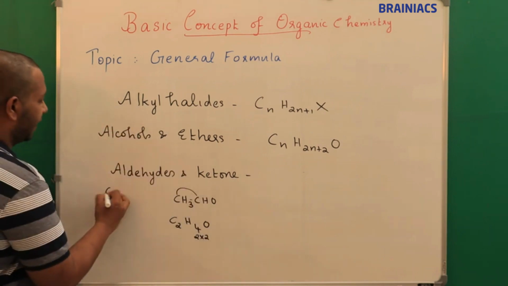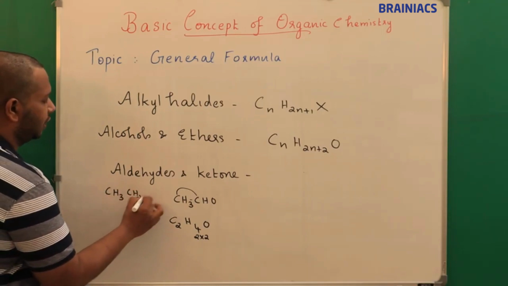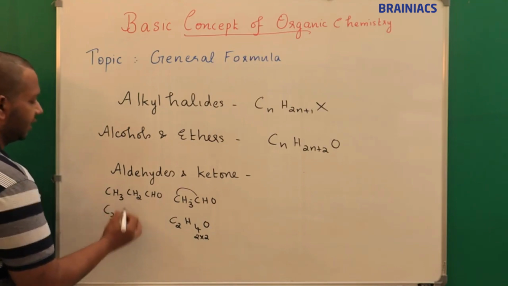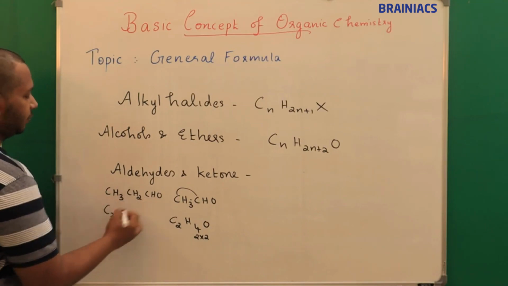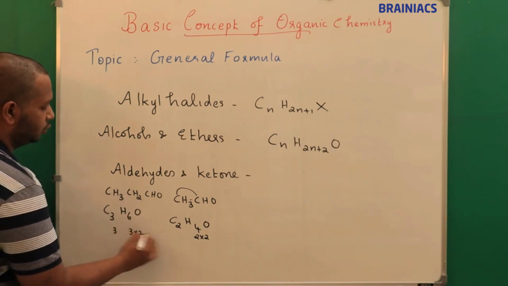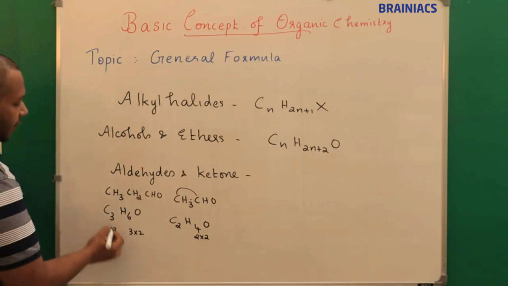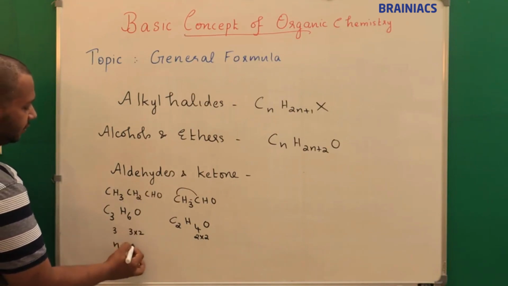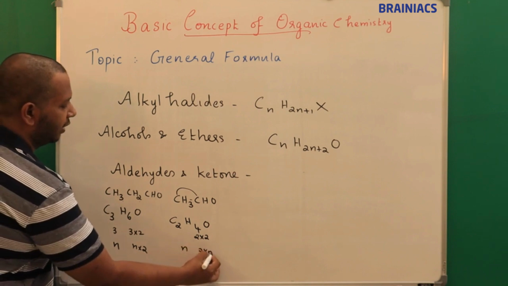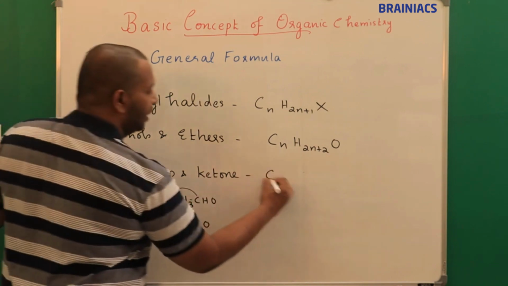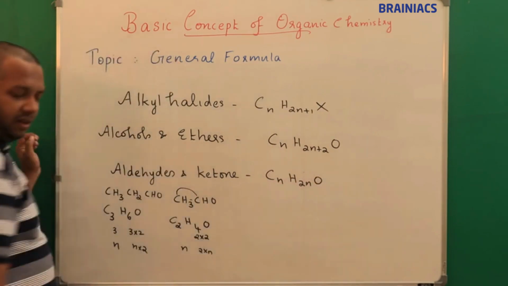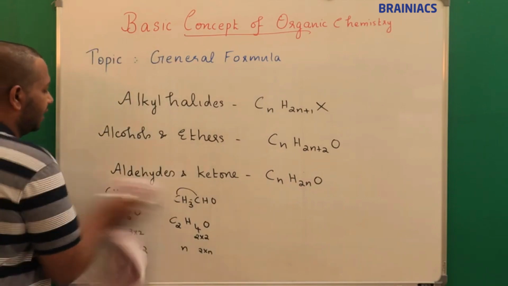Correct? We will take the next aldehyde, CH3CH2CHO. Count the number of carbon atoms. So totally 3 carbon atoms are there. Hydrogen, 3 plus 2, 5 plus 1, 6. Again H6O. Now you can see that this is 3, this becomes 3 into 2. So what is that meaning? If I assume 3 as N, then this becomes N into 2. If I assume 2 as N, this becomes 2 into N. So what will be the general formula? CnH2nO. This is the way we can derive it and understand the formula.